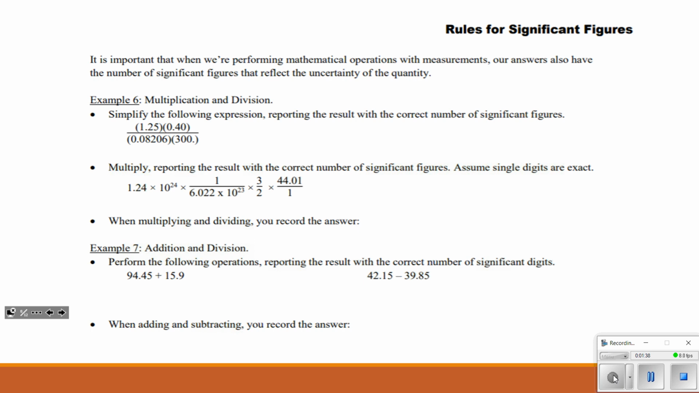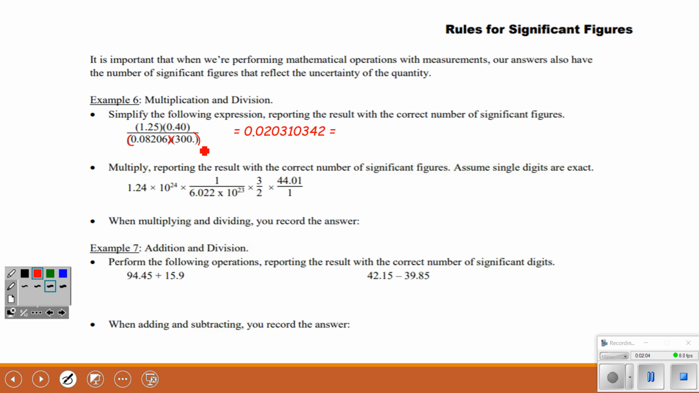Example 6, under multiplication and division. When you simplify the expression, as you see right there, you're going to get results that look like this in your calculator, if you do it correctly. Now remember, when you are putting this in your calculator, make sure you're following your order of operations and that you multiply these two and have them in their own common set of parentheses.